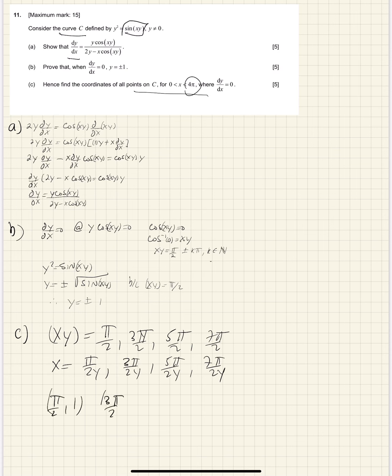And 3 pi over 2, when y is equal to 1, y squared is equal to that. So y equals the square root of that. Sine of 3 pi over 2 is minus 1. So y would be equal to the square root of minus 1. I don't think that's possible. Does that make sense? So here we're looking for the coordinates where dy/dx equals 0 on C.